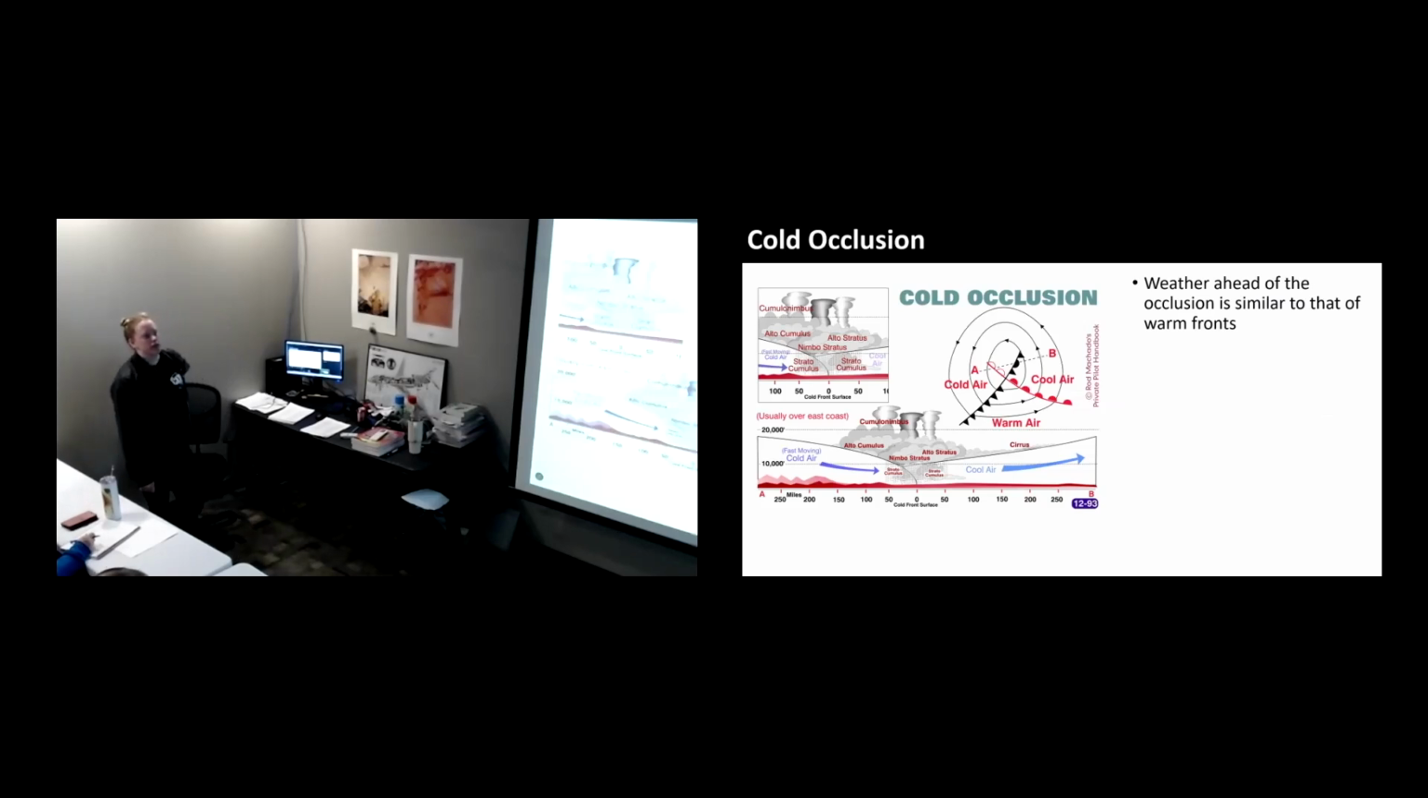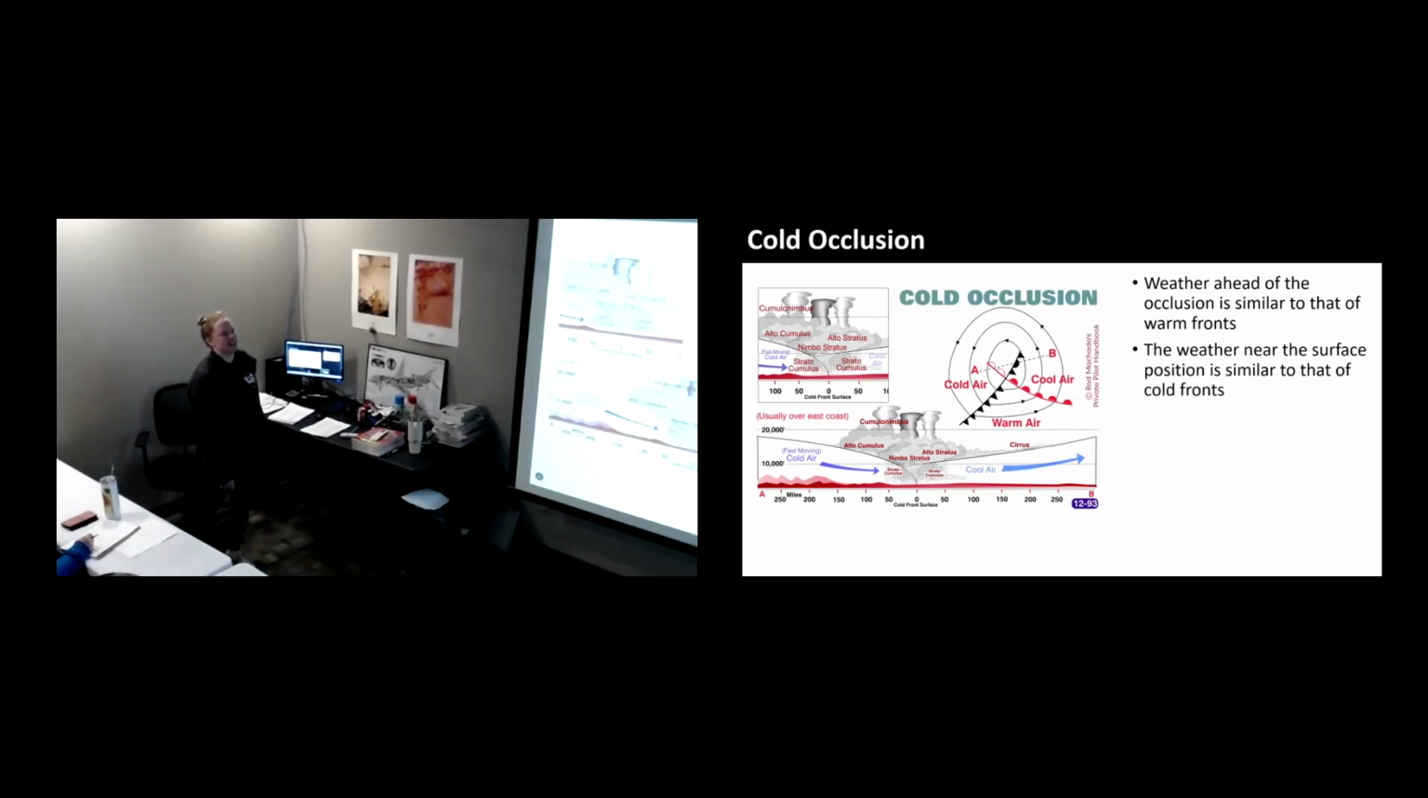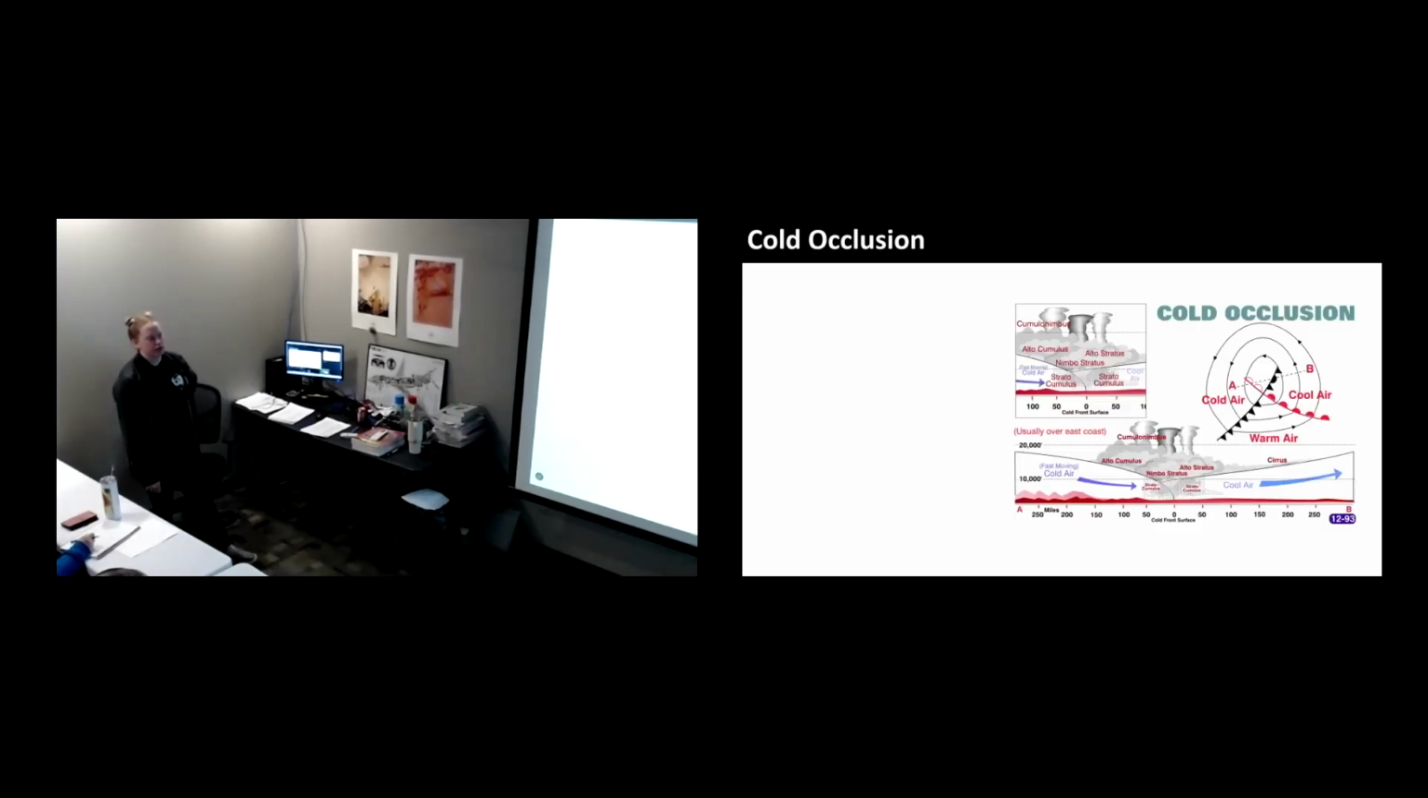Weather ahead of the occlusion is similar to that of warm fronts. The weather near the surface is similar to cold front. Well, ahead is similar to warm fronts. The weather at the surface position is similar to the colder fronts.